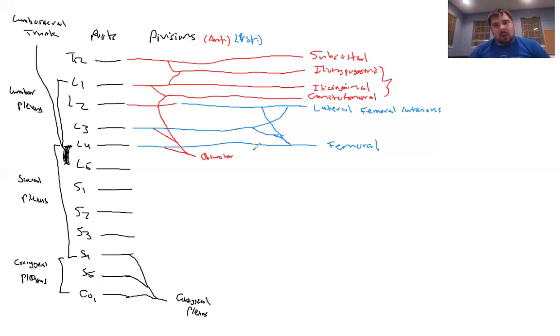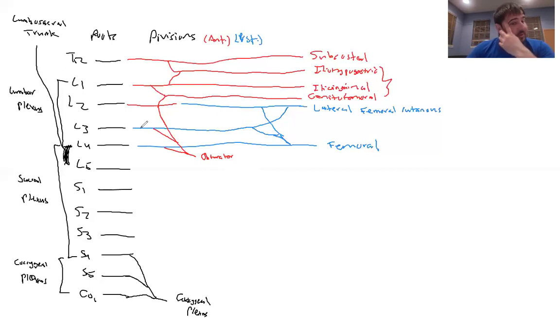Like your femoral, it's going to innervate quite a bit of muscles. It's going to innervate your pectineus, your gracilis. It's also going to innervate your adductor muscles as well as your obturator externus muscle. So that's your obturator nerve. There's also another nerve that's found here as it moves anteriorly. That's your obturator nerve.